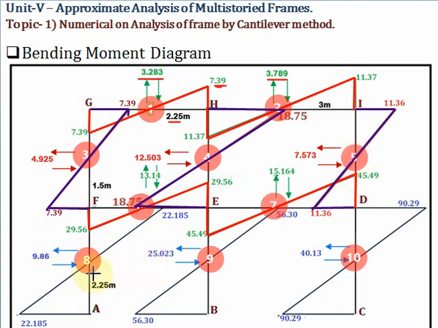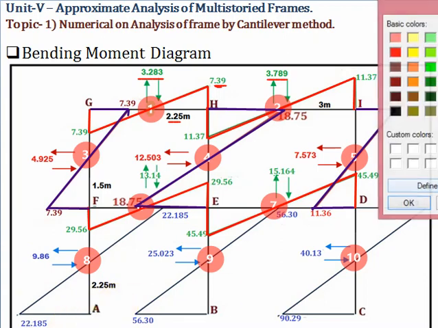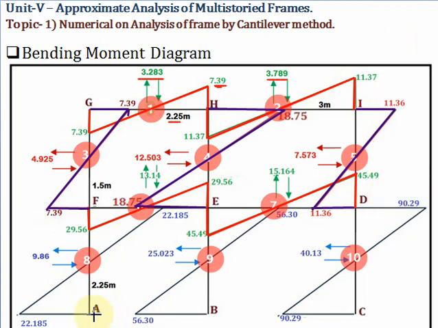Now what is the horizontal force at node 8? It is H8. What is the value of H8? 9.86. What is the distance? 2.25. So 9.86 into 2.25, we are getting the value 22.185. I will change the color here. Here I will join this by a straight line. So this is the bending moment diagram for column EF.